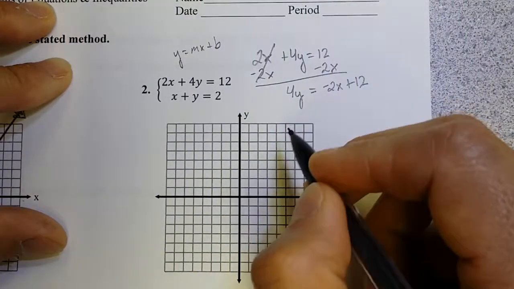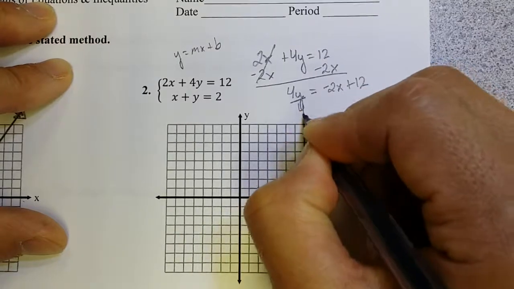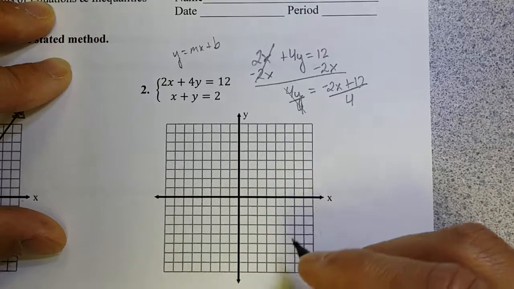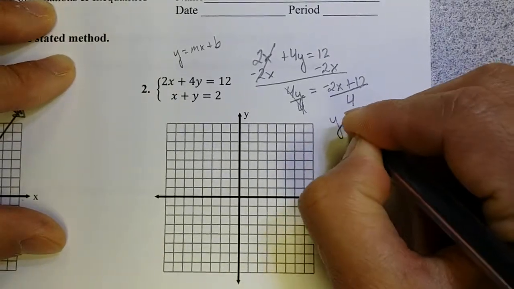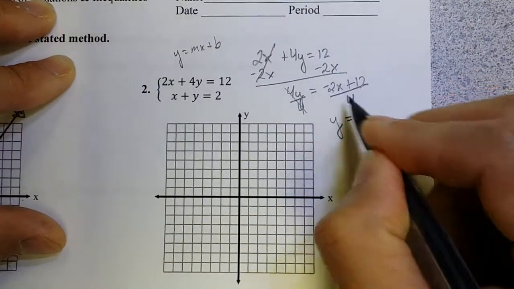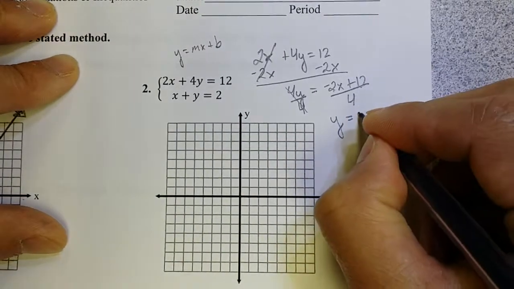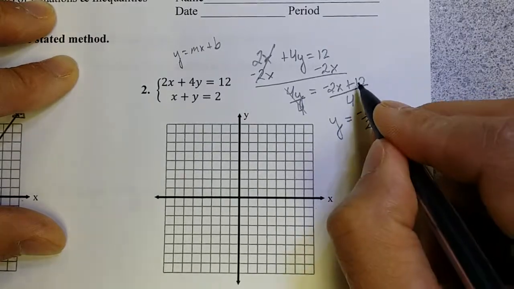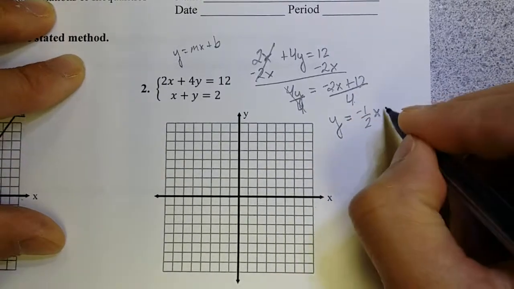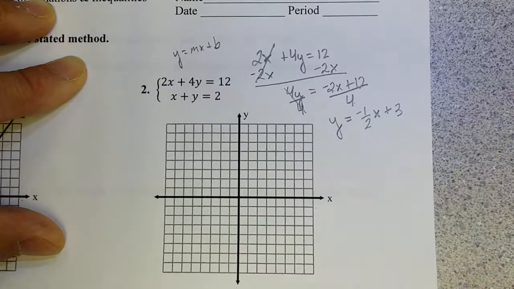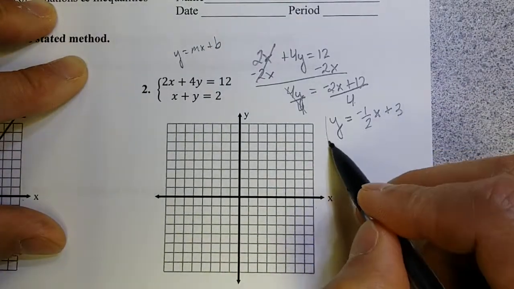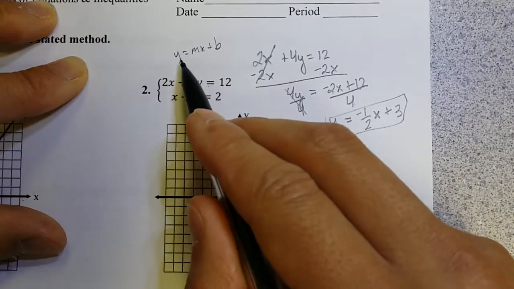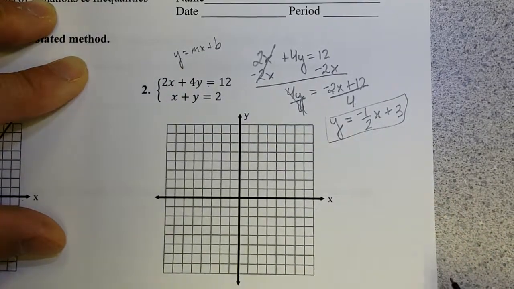Now, to get the y by itself, I divide both sides by 4. 4 divided by 4 cancels out. I get y equals negative 2 divided by 4, that gives me negative 1/2 x. 12 divided by 4 gives me a positive 3. So here's this equation rewritten as the slope-intercept form.